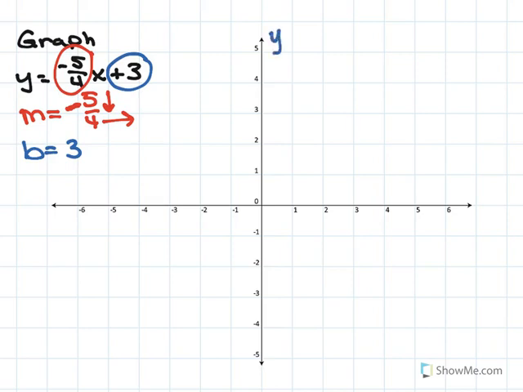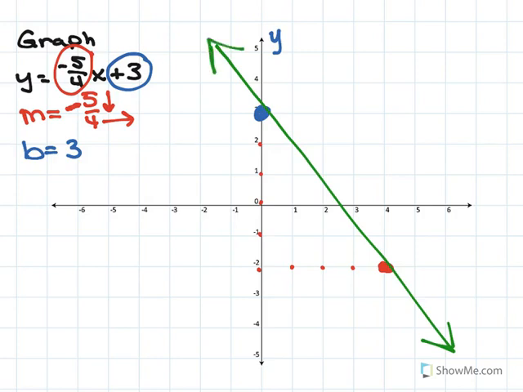So we're going to begin with b. We're going to go on the y-axis, find +3, and put a dot. Next, we're going to use the slope, the movement, to find our next point. So we're going to move down 1, 2, 3, 4, 5, and then to the right 1, 2, 3, 4, and then put our dot. From there, we can connect the two dots together to create the graph of our line.